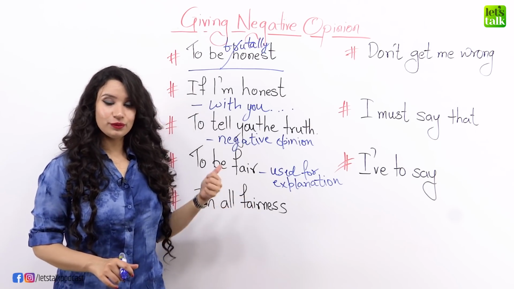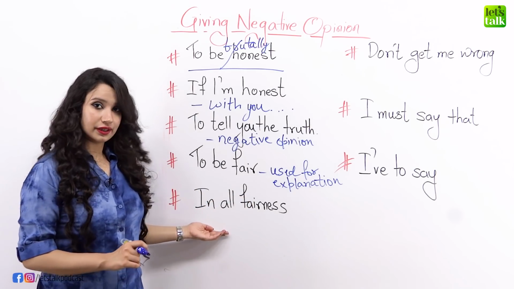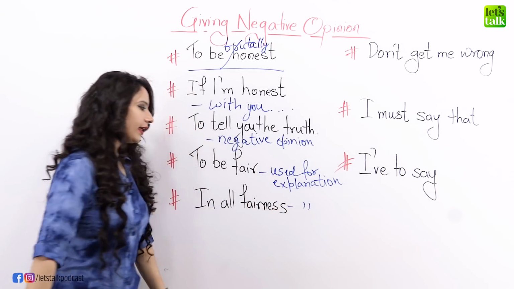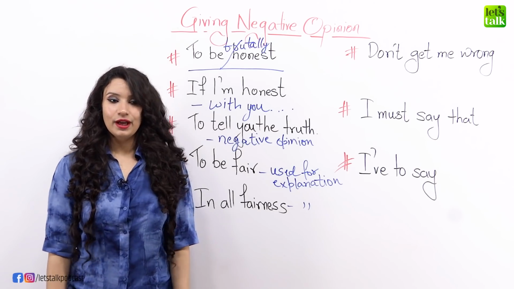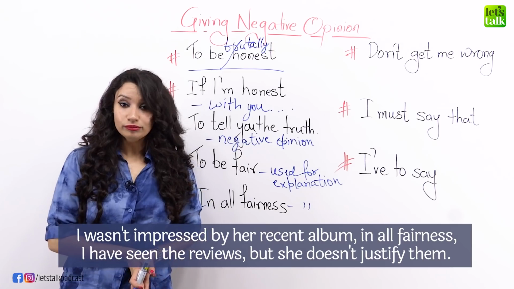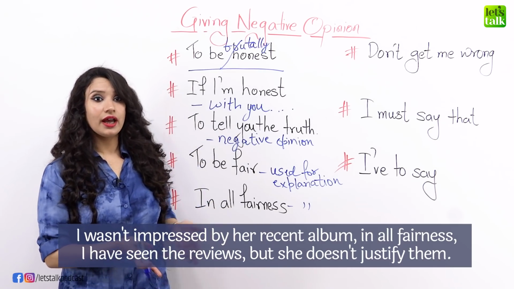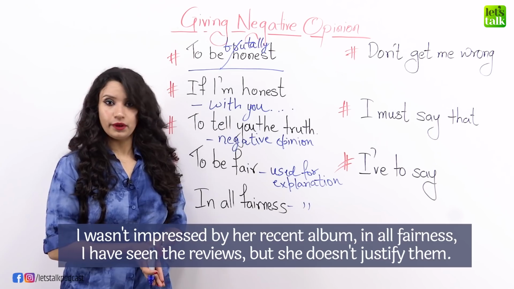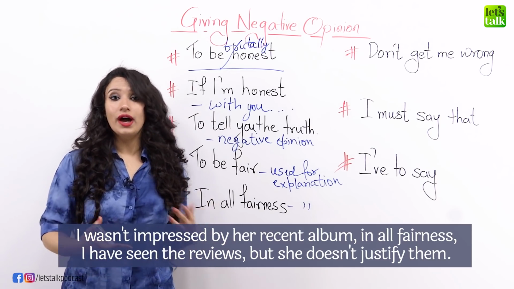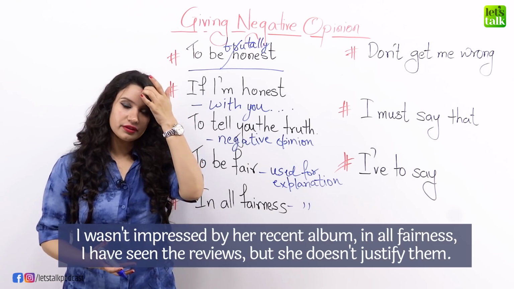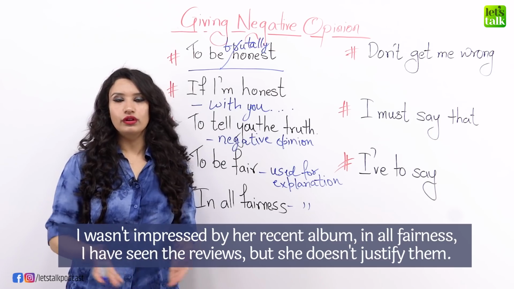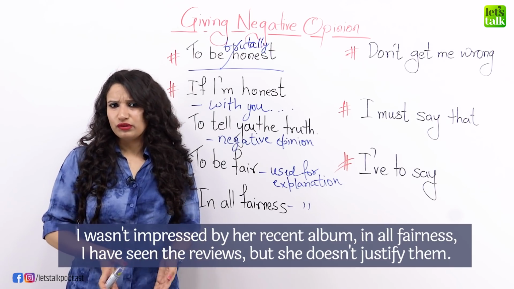Now, similar to "to be fair" is "in all fairness." You use this again for giving explanations, and in a sentence you could use it as, I wasn't quite impressed by her recent album. In all fairness, I have seen the reviews, but she doesn't justify them. So here you're giving an explanation of why you don't like a particular artist's current album or recent album. Well, because you read the reviews and the reviews were great, but you don't think it was great enough.